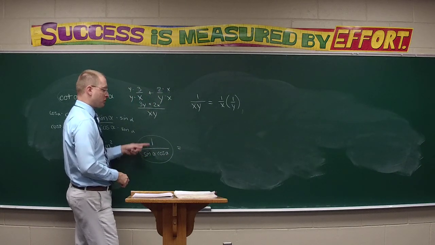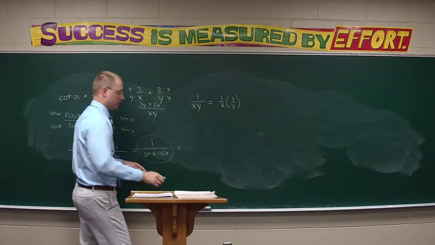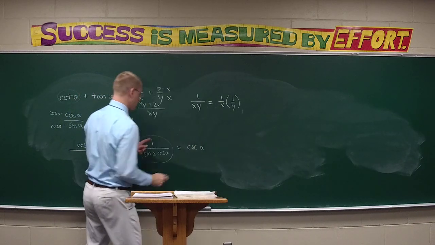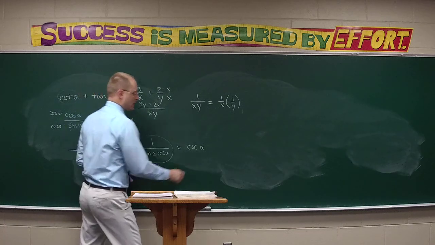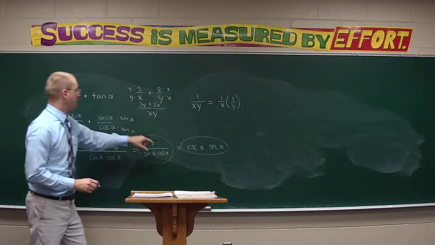Sine. What's 1 over sine? 1 over 1. No, what is 1 over sine? Cosecant of alpha. What's 1 over cosine? Secant of alpha. 1 term instead of 2 terms.